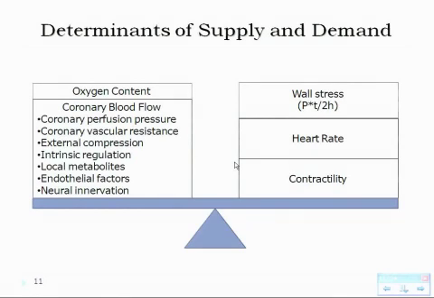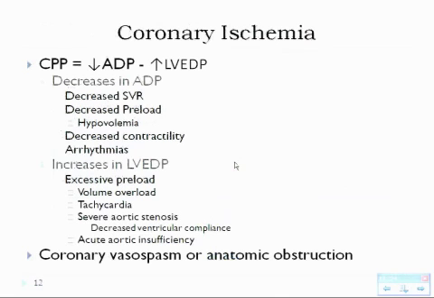Heart rate increases are a bad thing, and increases in contractility also put more demand and can actually push the person over into developing ischemia. Coronary ischemia can be looked at simply from the actual coronary perfusion equation, which is your aortic diastolic pressure minus your left ventricular end diastolic pressure.